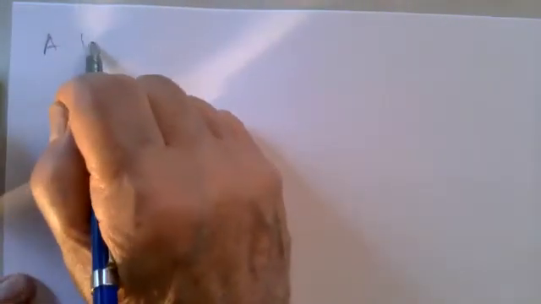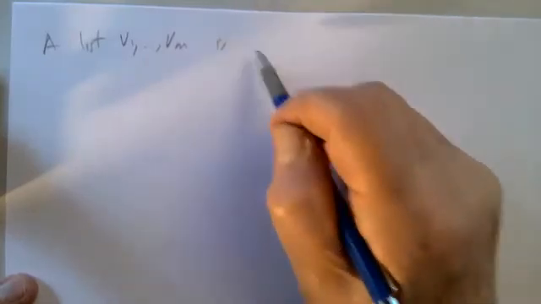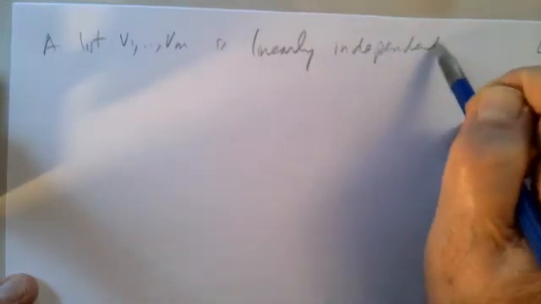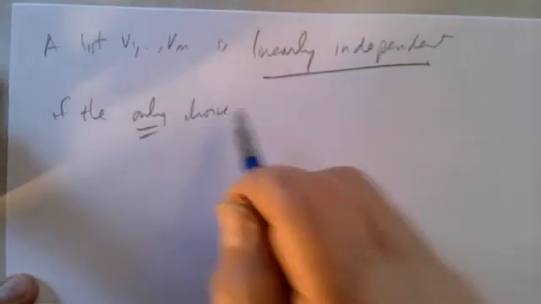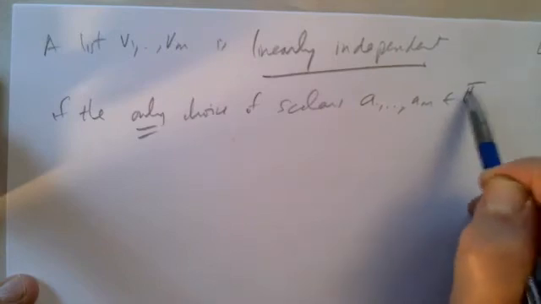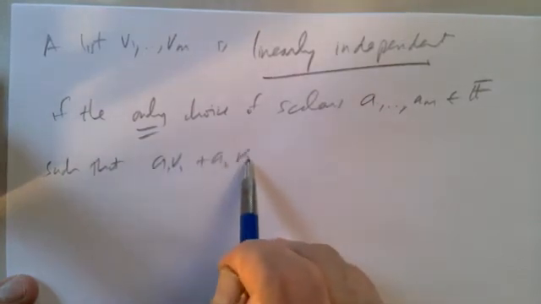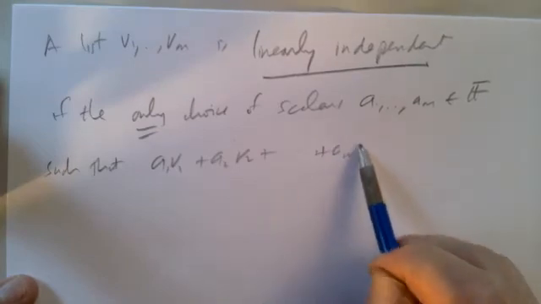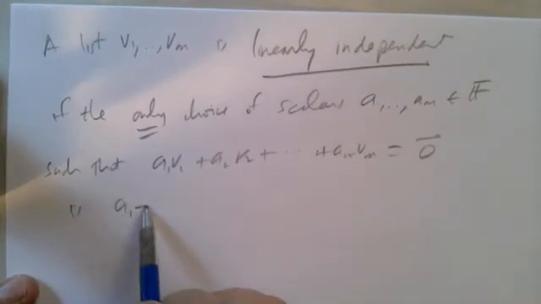So a list of vectors, V1 up to V sub m, is called linearly independent if the only choice of scalars, A1 up to A sub m in the field, such that the linear combination A1 V1 plus A2 V2 plus ... plus A sub m V sub m equals the zero vector, the only way this can happen is if you choose all the scalars to be zero.